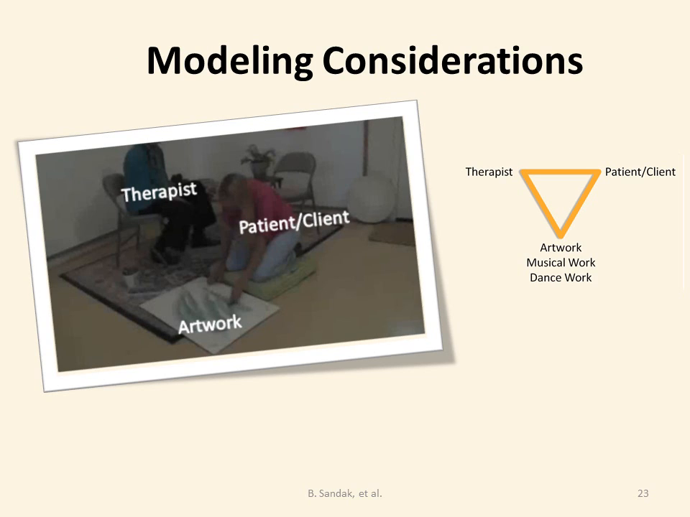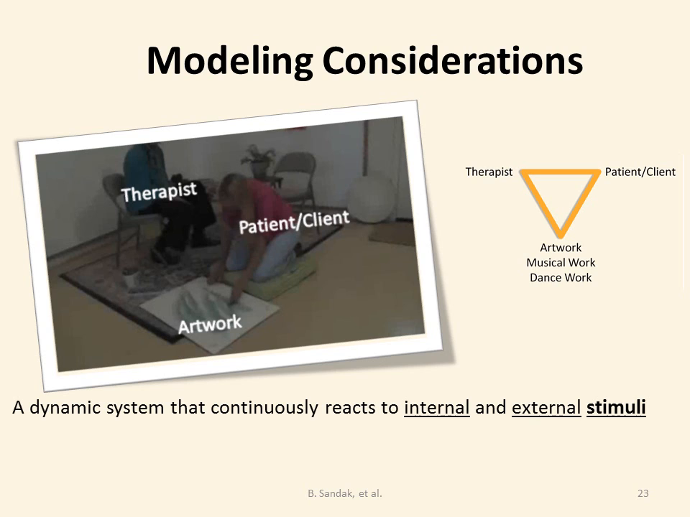Three major entities comprise the arts room or the clinical settings: the creation work, for example, the artwork, musical work or dance work, the patient and the therapist. These components and their interactions constitute a dynamic system that continuously reacts to internal and external stimuli. Internal stimuli are exemplified by the ongoing art creation and the patient's choices therein. An example of an external stimulus is the therapist's intervention. Such systems have been termed reactive.